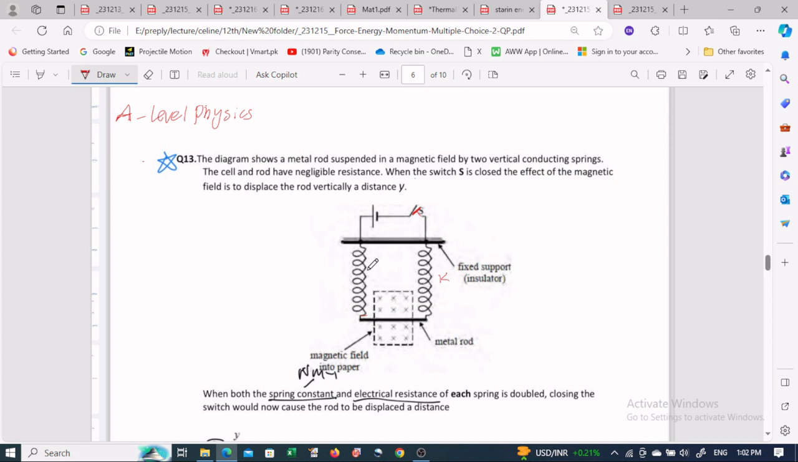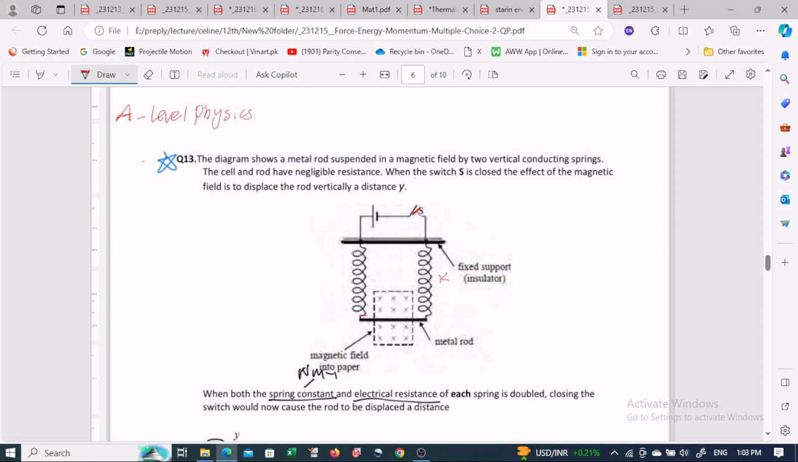So in this video, I'm going to start another. I read the question first. For example, here question 13. The diagram shows a metal rod suspended in a magnetic field by two vertical conducting springs.